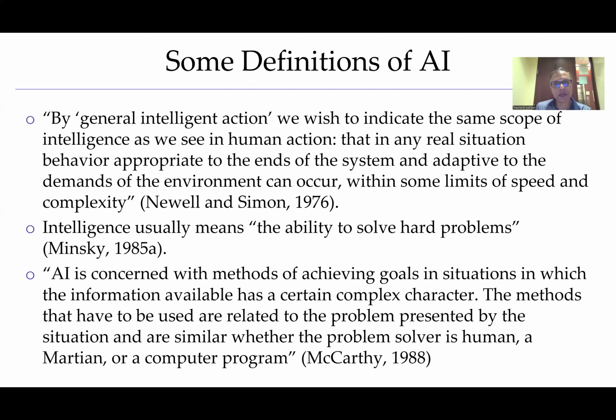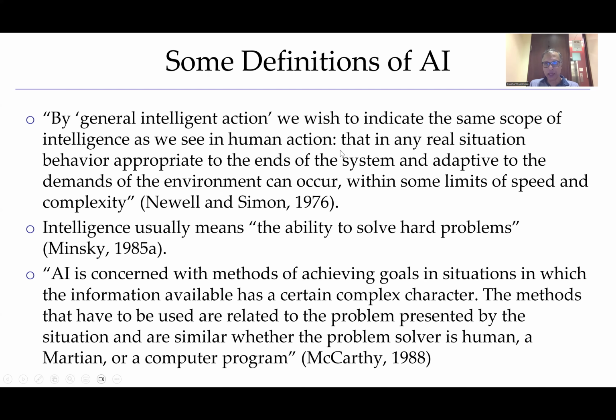Here are some definitions of AI, and in particular, definitions of intelligence. So Newell and Simon, who were early pioneers in artificial intelligence, have this definition. By general intelligent action, we wish to indicate the same scope of intelligence as we see in human action. So they're clearly comparing it to human behavior, which might be a little bit suspect because humans are not known to always exhibit intelligent behavior. But in any case, that's the definition that they're going with.